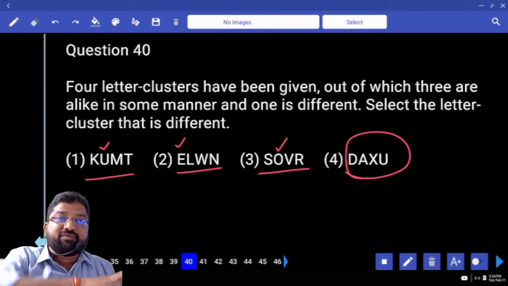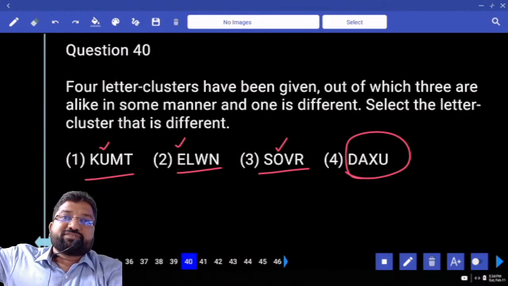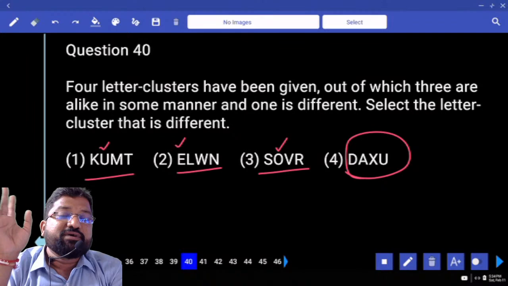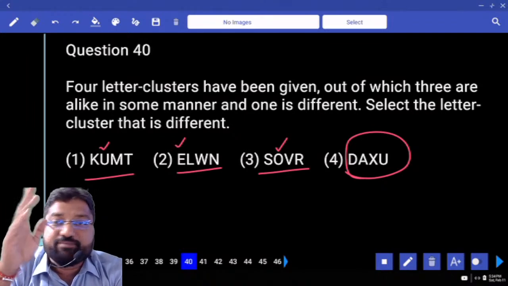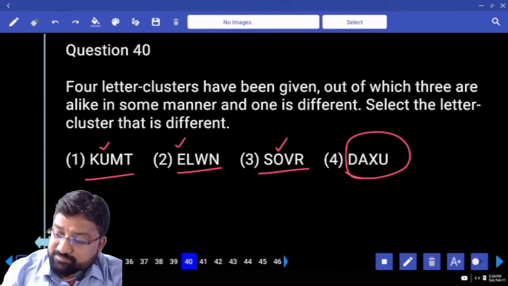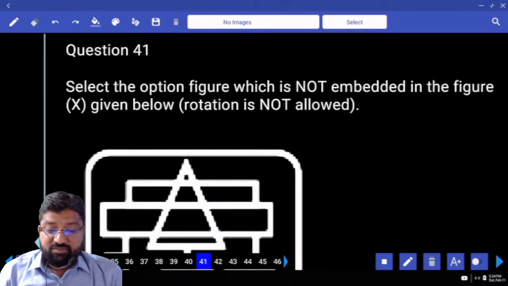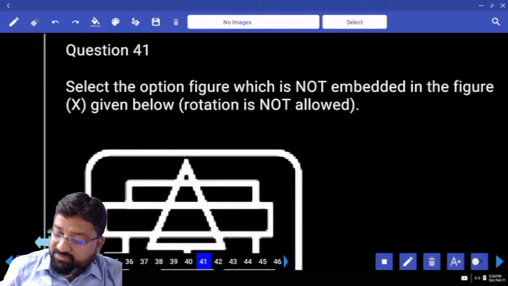Sometimes you'll have one vowel in every option, and then you'll find one option which does not have any vowel. That will be a group of consonants. Vowels and consonants, very, very important. Is this clear? What's the answer? Fourth option.